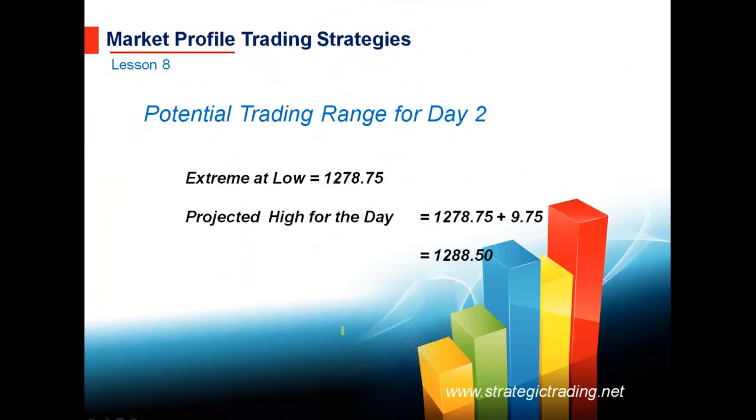All right, now, more importantly, what I want to identify is what is the potential trading day for day 2. So for day 1, we were able to calculate it, and it was 9.75. Now, what is the actual potential range for day 2? Well, we begin with the extreme that we just identified, and the extreme is at 1278.75, which is the low that we have determined. And we're going to add 1278.75 plus the 9.75. So I would project that if in fact things flow as per our diagnosis, the potential range for day 2 is going to move all the way up to 1288.50.